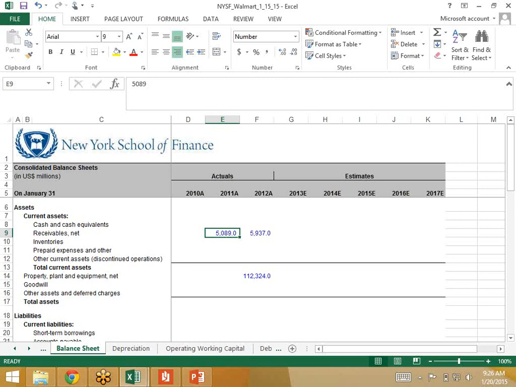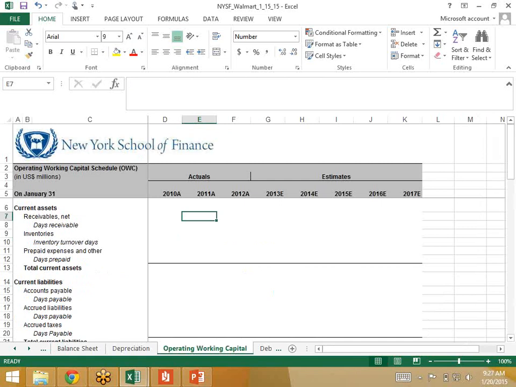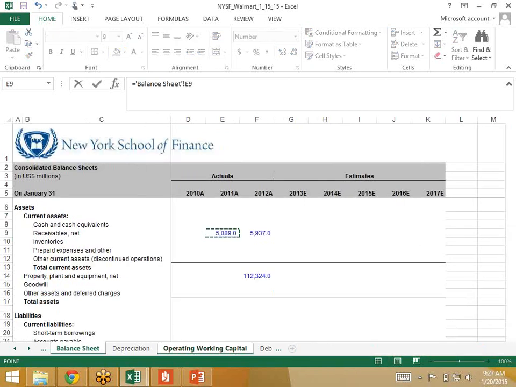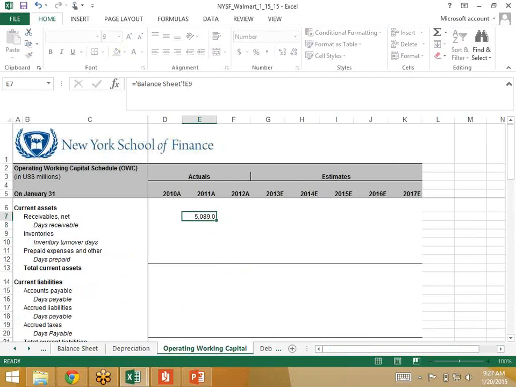Because I'm thinking ahead and trying to skip a step. If you didn't, that's fine. You can hard code them directly into the working capital. And I'm just going to link this into the working capital schedule. So in operating working capital, receivables 2011, I'm going to link in from the balance sheet 5089. So I'm going to link these in. Again, you probably could have just hard coded it directly to here, but I'm trying to avoid hard coding things twice, is really what I'm trying to do.